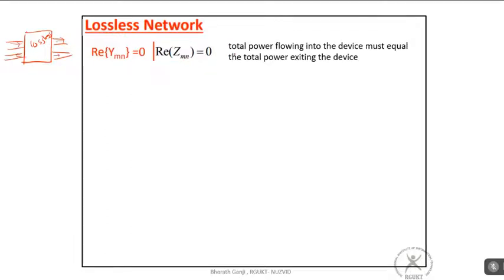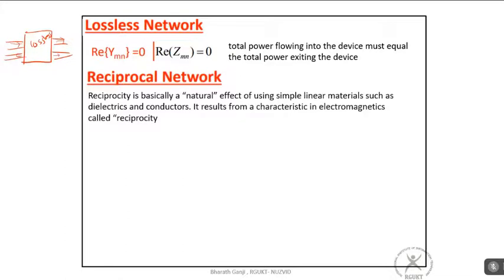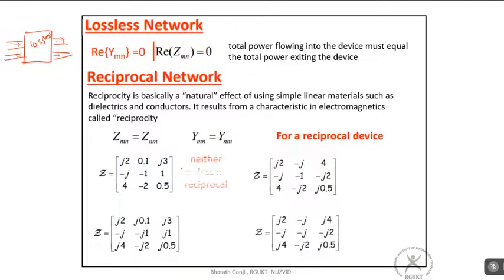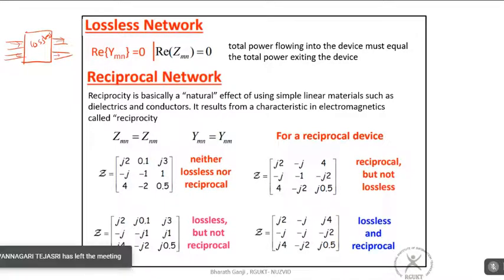And the other thing which we saw is if the network is reciprocal, it will be satisfying the reciprocity theorem, and we'll have Z is equal to Z transpose. So with these relationships, I guess we have given a few matrices and asked you to identify what are the properties of these matrices. So we saw this, right?